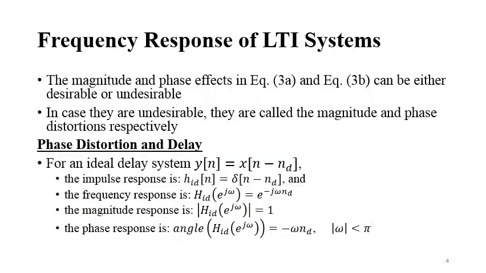So after defining and understanding what magnitude and phase are, the magnitude and phase effects which we have seen in the previous slides can be either desirable, that we want them to be so, or they can be undesirable as well. So in case they are undesirable, then we call them magnitude and phase distortions. Okay, so for the case of magnitude, we say this is magnitude distortion, and for the case of phase, we say this is phase distortion.